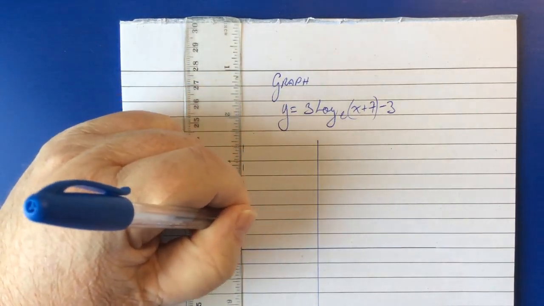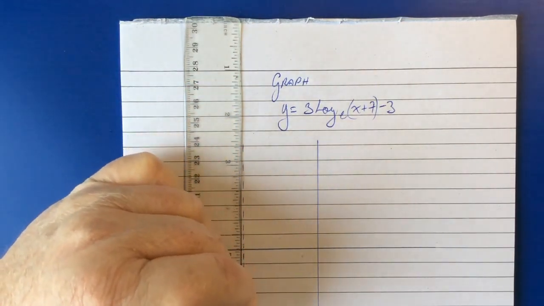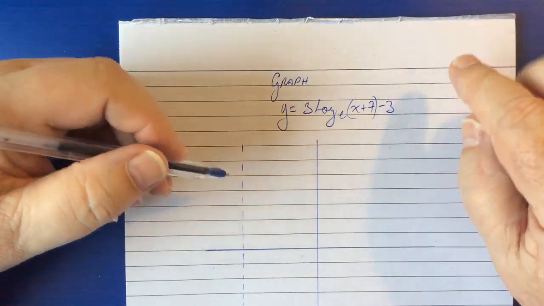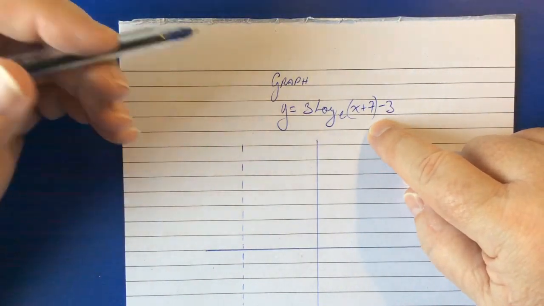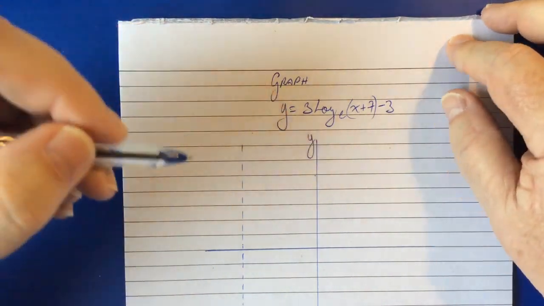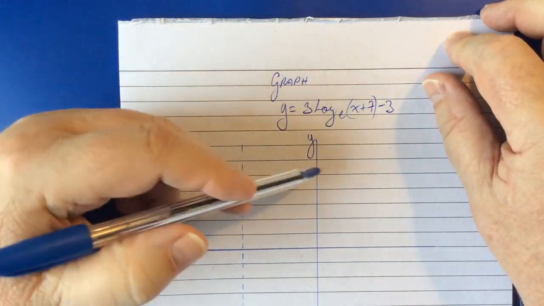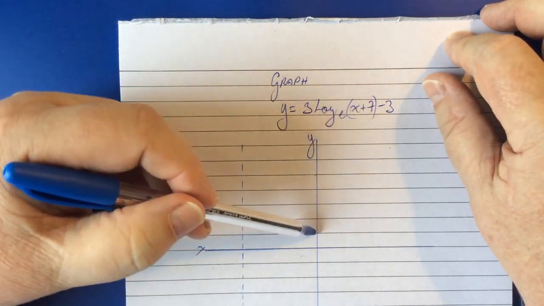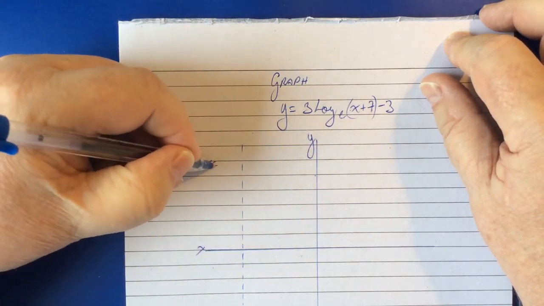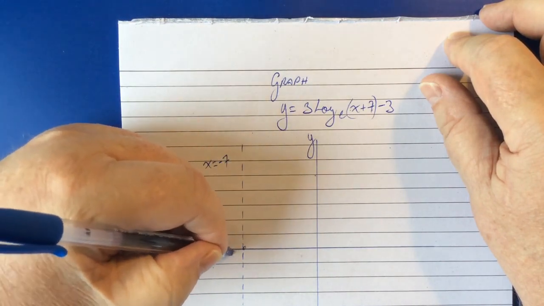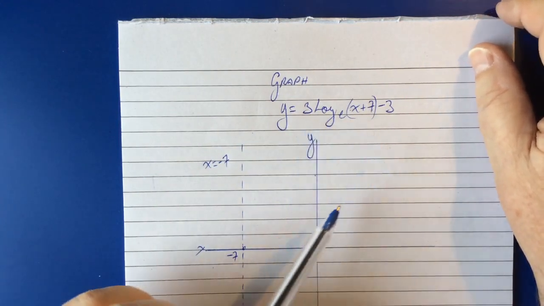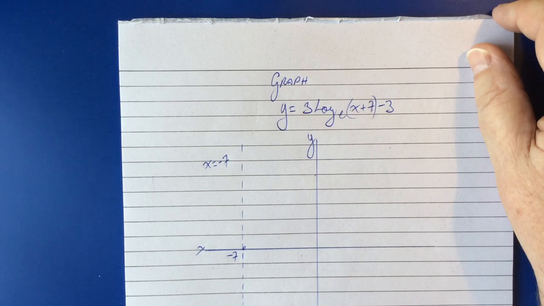It's a good idea, when you're confronted with something like this, to see if you can get a clear idea of where the asymptote is, or where it's moved to from its position on the y-axis. We'll call that y. This is x. And this has moved the asymptote from here 7 to the left. So this is x equals -7. This point down here is -7. This is a positive logarithm, so it's going to have this basic shape.